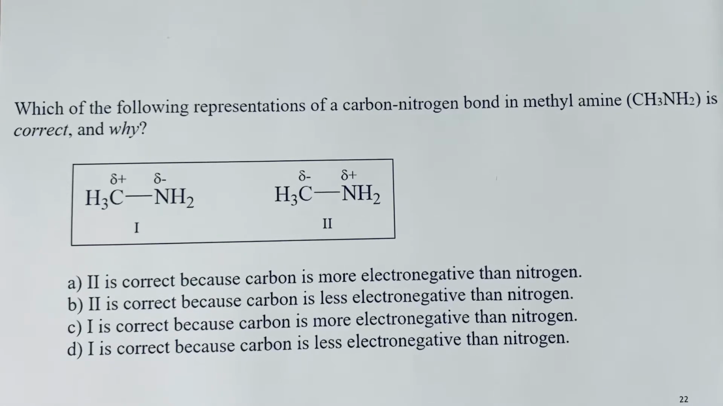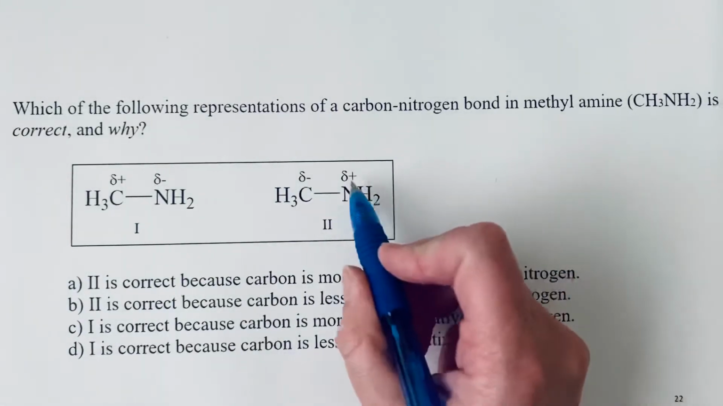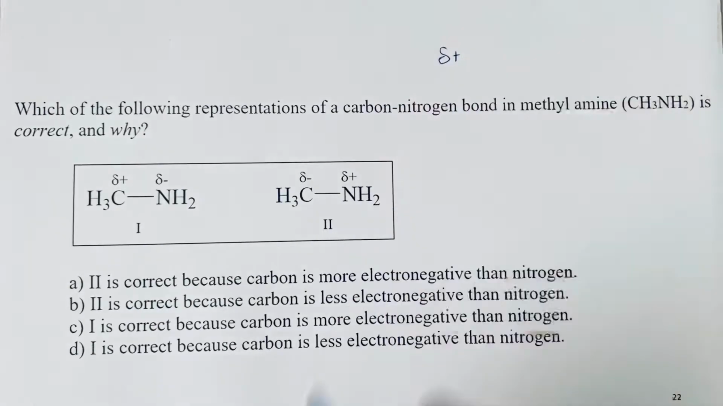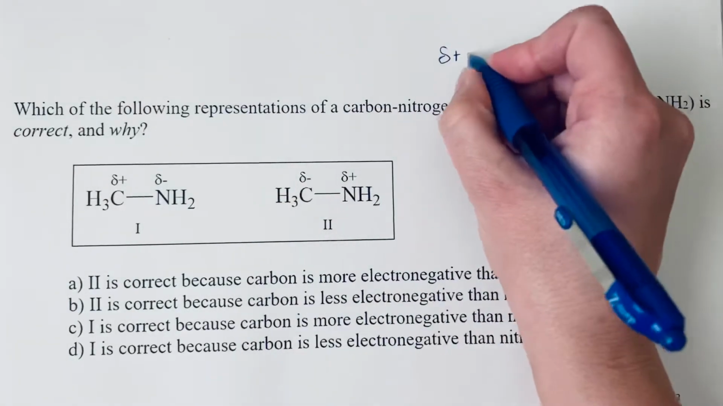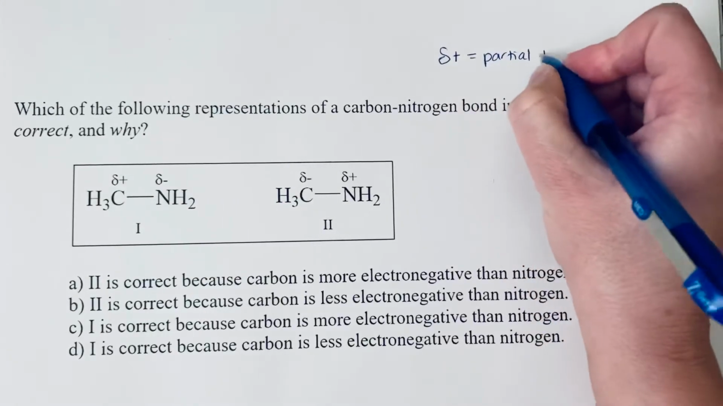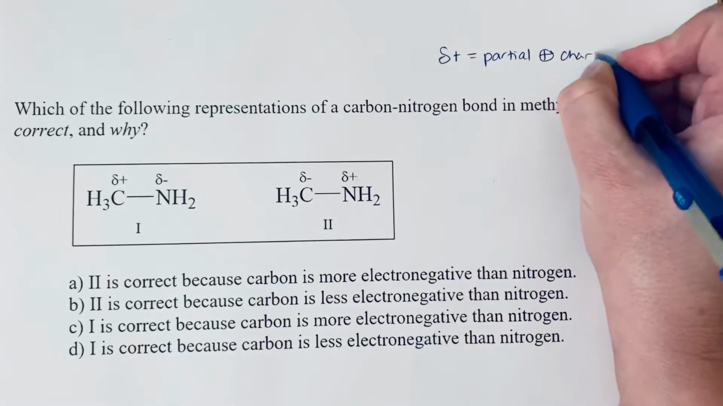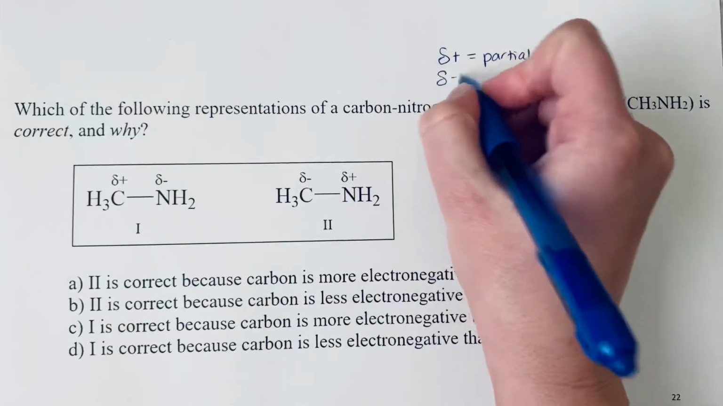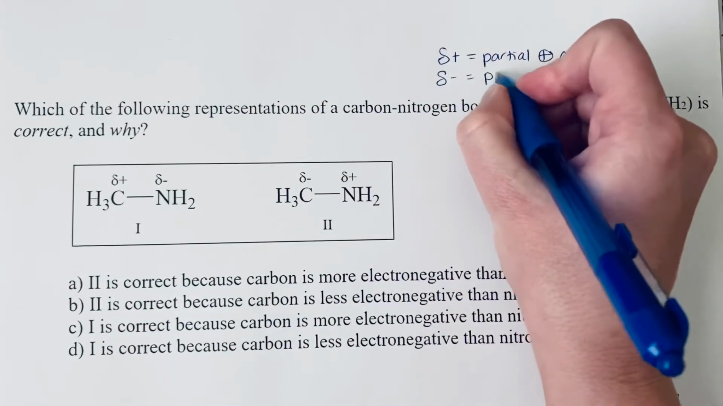Which of the following representations of a carbon-nitrogen bond in methylamine is correct and why? So this question is asking us about bond polarity. So we've got some symbols here. What we want to know is that the delta positive means that that is the atom that has a partial positive charge. And the delta negative is a symbol for the atom that has a partial negative charge.